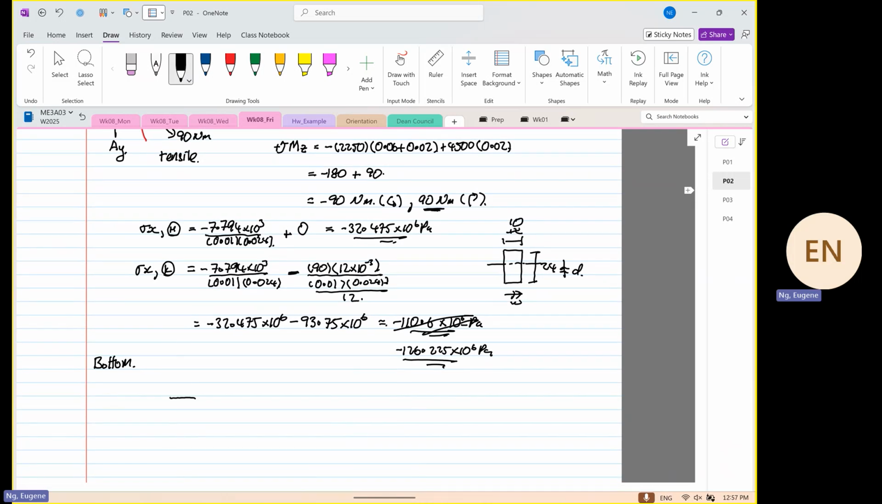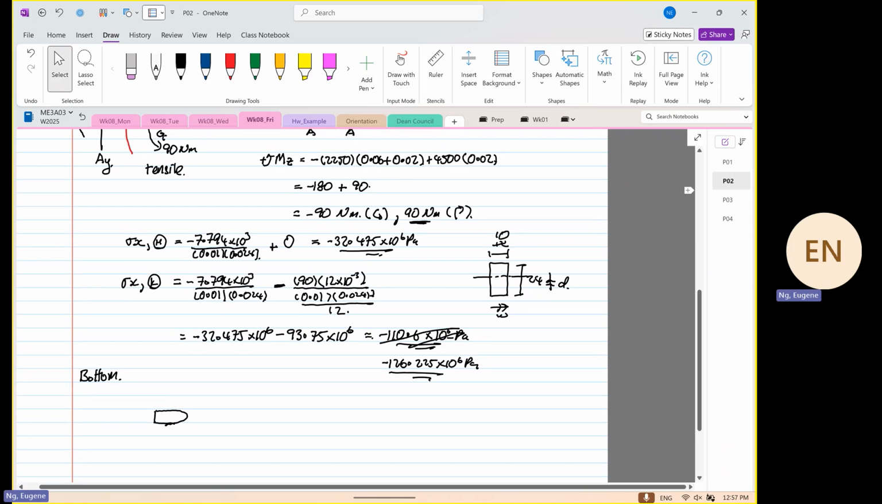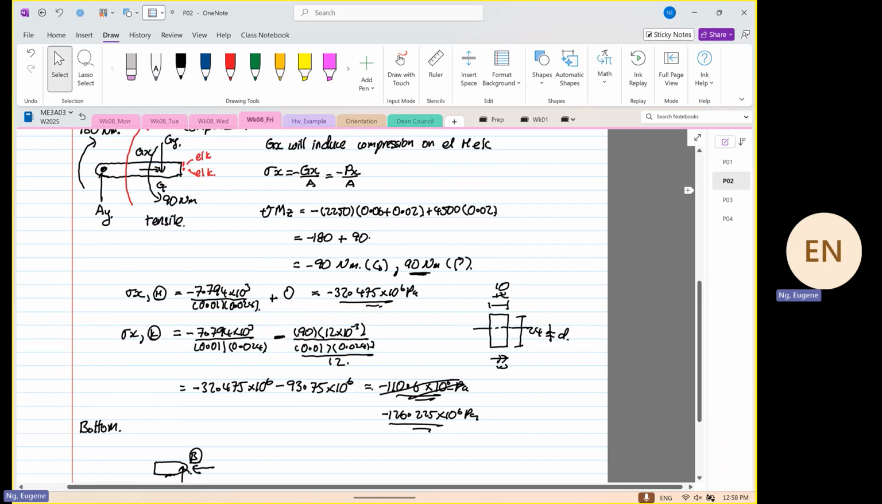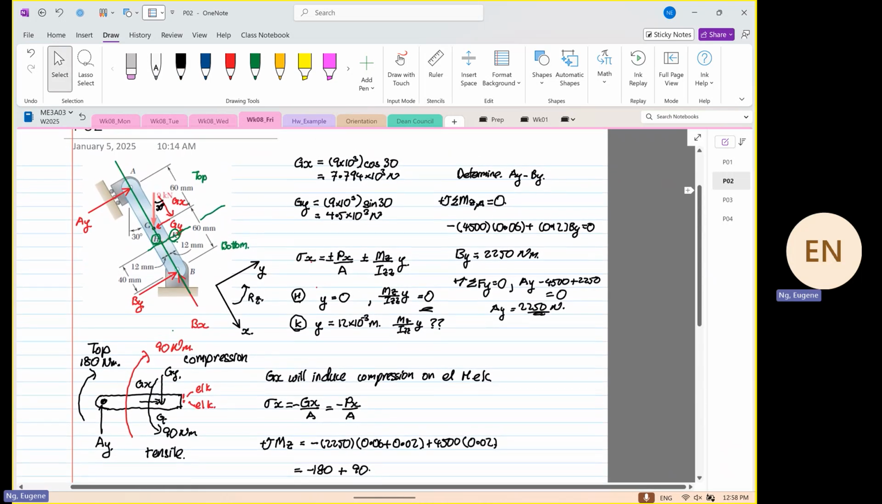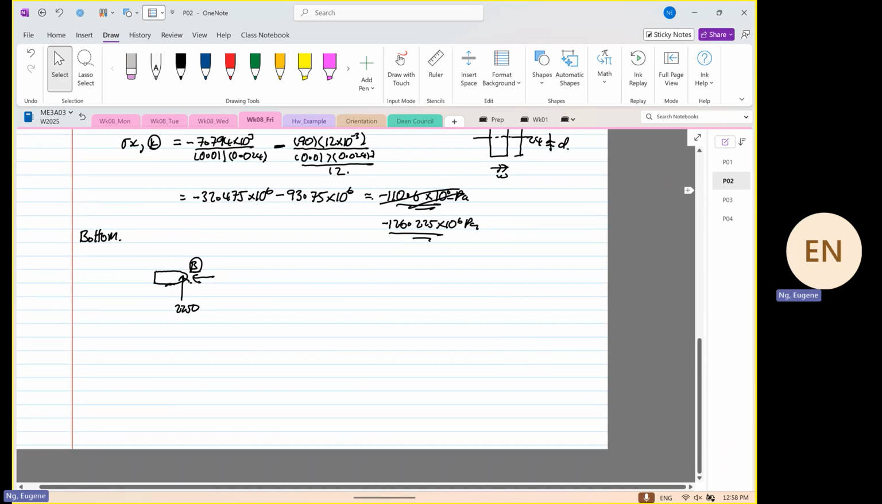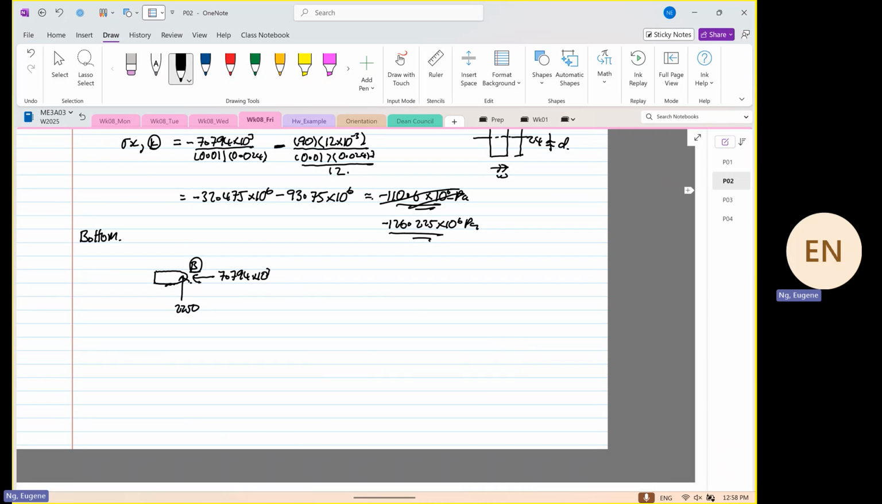If we were to do this from the bottom, what do we get? Okay, so now if we were to take from the bottom, this is our point B, right? So we know that there's a force going up here, and that force is equal to 2250. And then we know that there's a compression going down here, and we found out that the compression is equal to 7.794. Bx is also equal to 7.794, right? So this is equal to 7.794 times 10 to the power 3. And then we know the distance from here to here. If we take from the bottom, the distance is equal to 0.04.